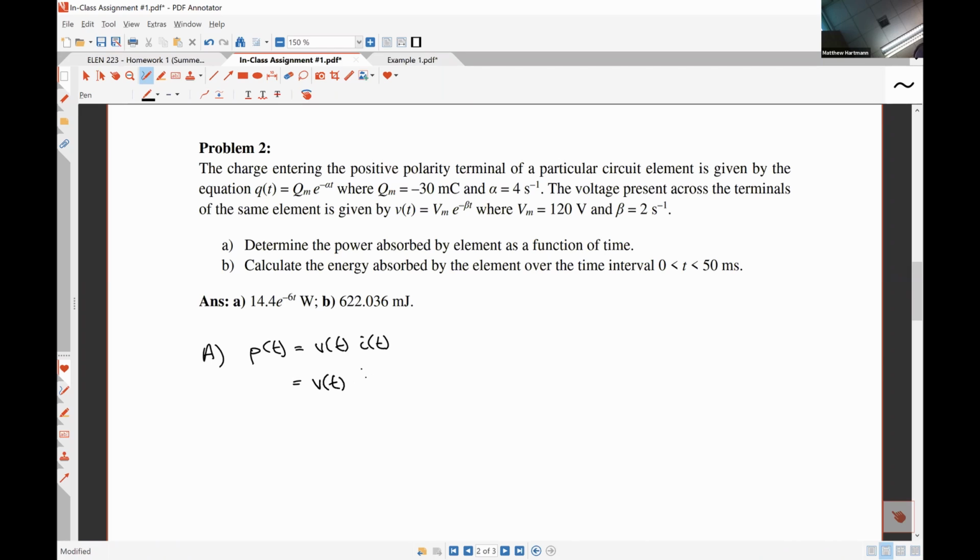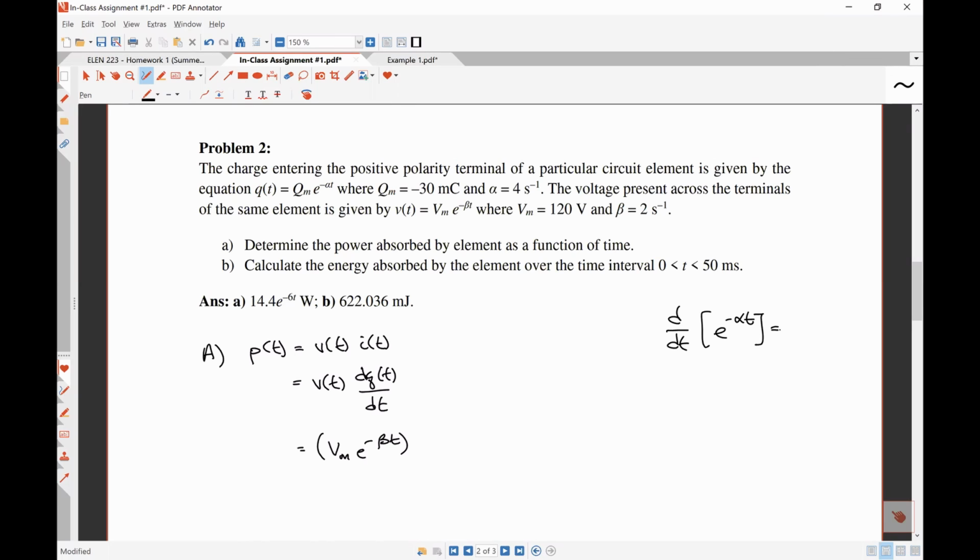where I is dq by dt. So that's going to be Vm e to the minus beta t times the derivative of the charge. So how are we going to take the derivative of this exponential function? What's the derivative of e to the minus alpha t?